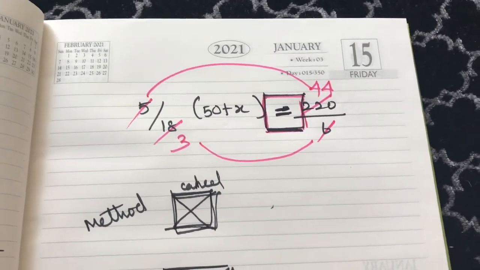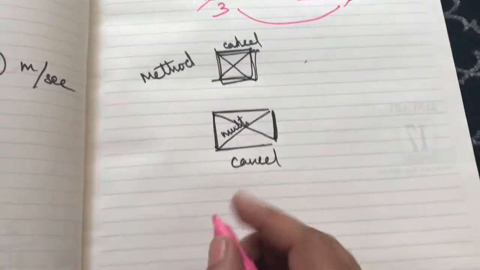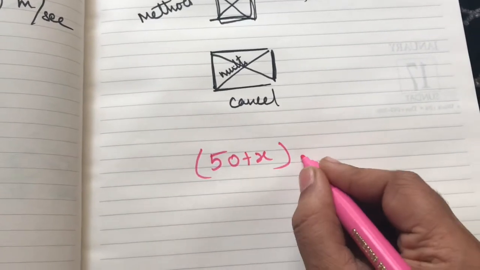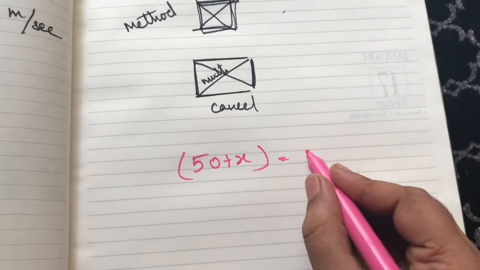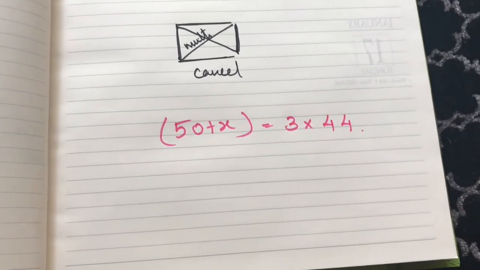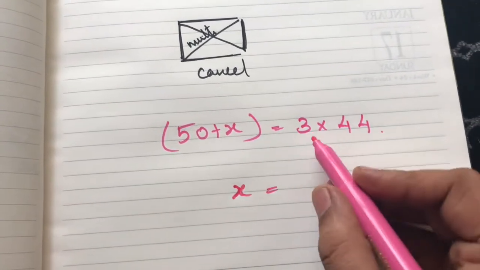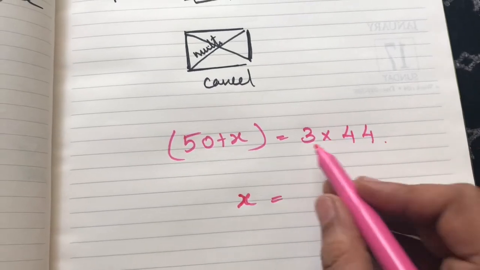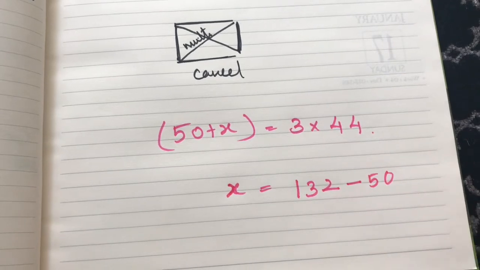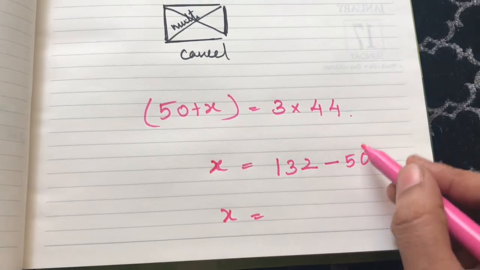Okay, so what is the thing here? 50 plus x is equal to this, 1 by 3 will come here. So 3 into 44. Up to this we have found it. So x will be equal to, 4 threes are 12, remainder 1, 4 threes are 12, 132 minus 50. Right? So x will be equal to, just separate it.